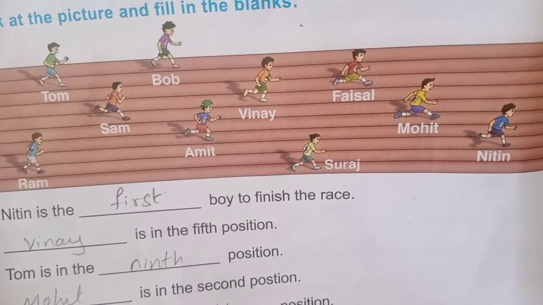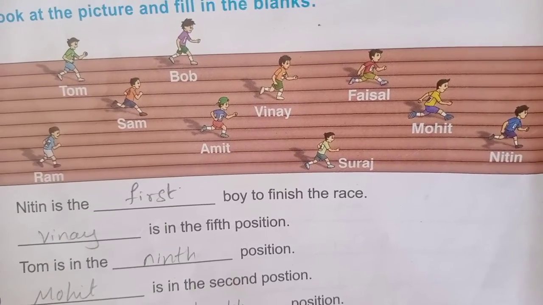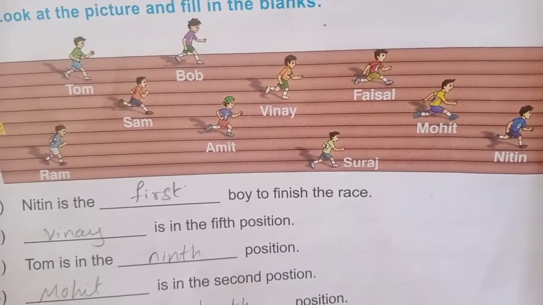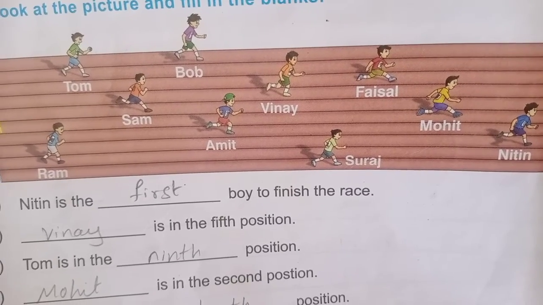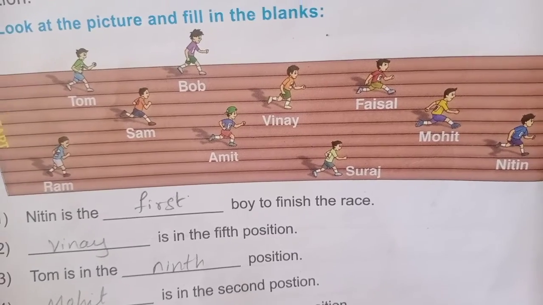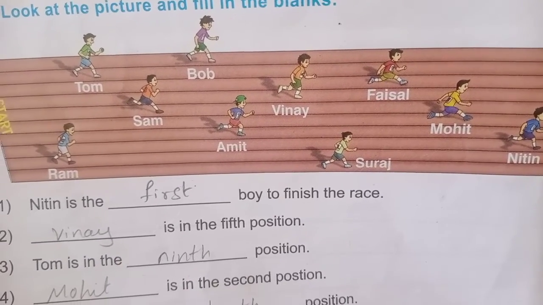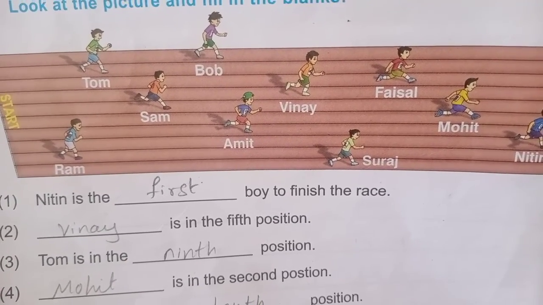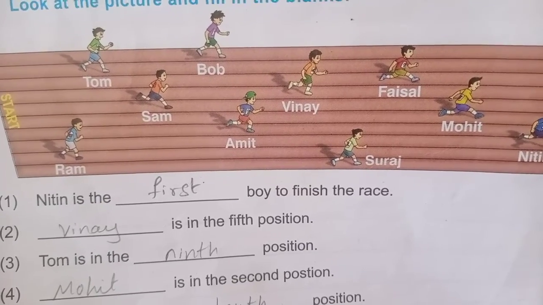Dash is in the 5th position. See, children, in 5th position who is there? First Nitin, second Mohit, third Faisal, fourth Suraj. In 5th position Vinay is there. Can you see Vinay? So what should we write? Vinay, V-I-N-A-Y. Vinay is in the 5th position.